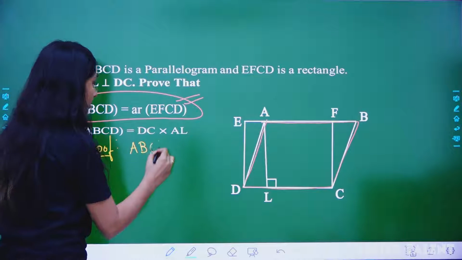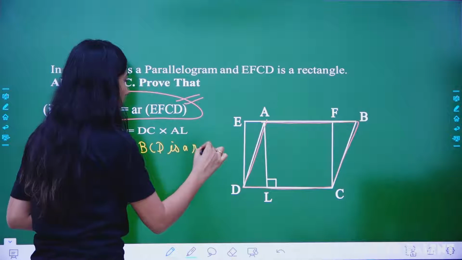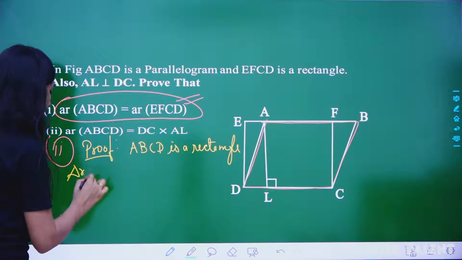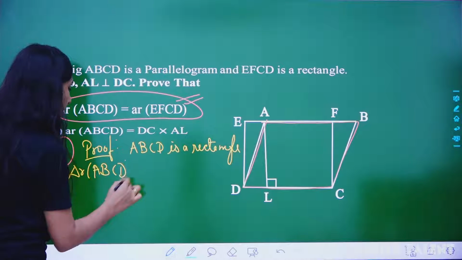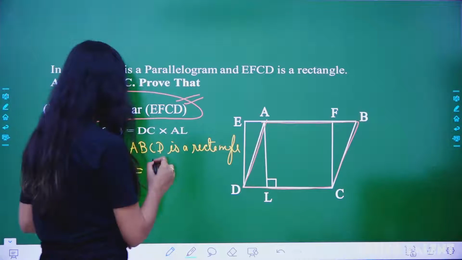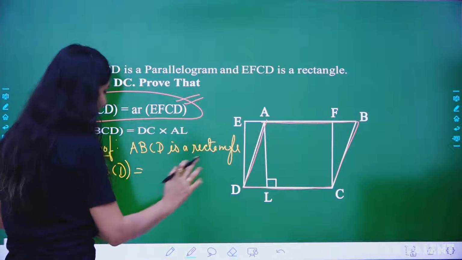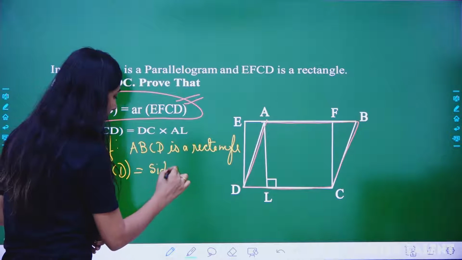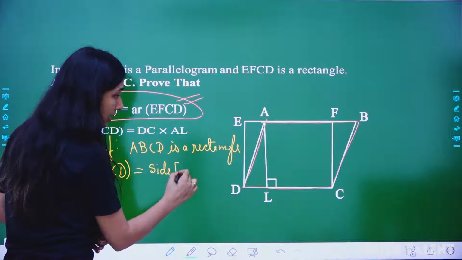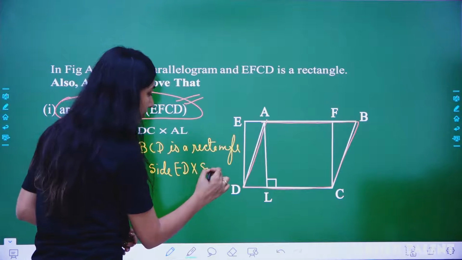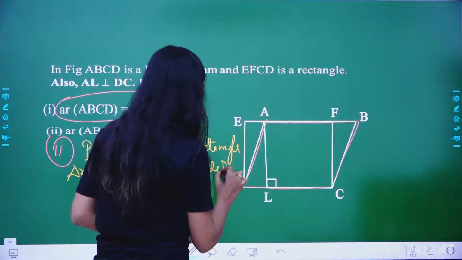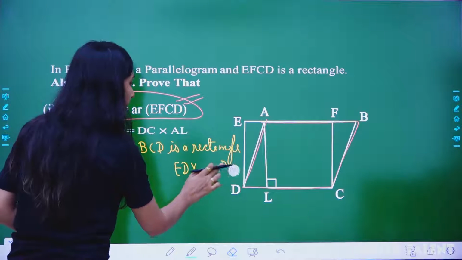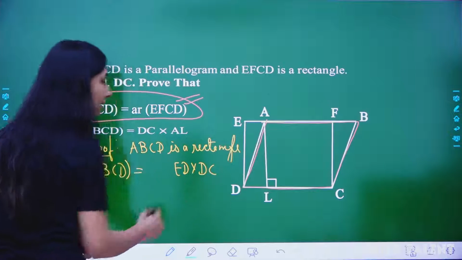ABCD is a rectangle. Okay, this is given. So area ABCD is equal to base into height. Oh, sorry, not base into height. This will be side ED multiplied by the second side DC. Or you can just write side ED multiplied by DC.